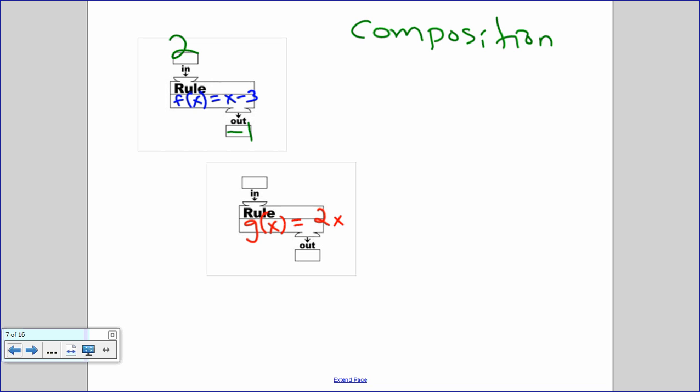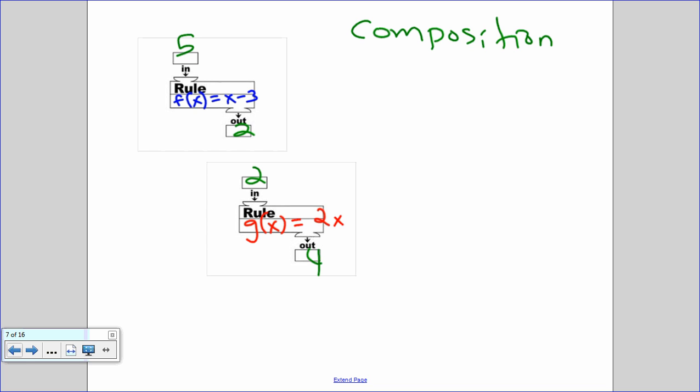Now the difference with this is now the output becomes the input for the second function. So if negative 1 goes into g, I get negative 2. Okay, so let's do that again. Let's do a different numerical value. Let's plug in 5 up here. 5 goes into f, and then we're going to get 5 minus 3 is 2. And then that 2 goes into g, and I get 2 times 2 is 4. So it's just the output of the first function becomes the input for the second function.